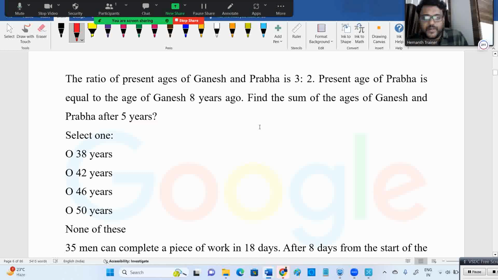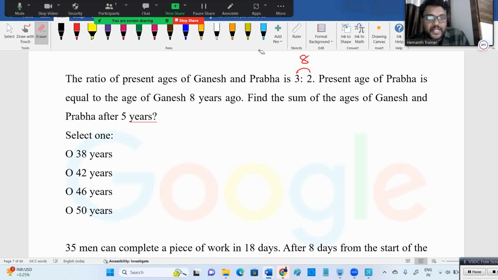Ages, okay, in previous videos also we have done a lot related to that, right? So present ages are given. The ratio of Ganesh and Pushpa is 3:2, and the present age of Prabha is equal to Ganesh's age 8 years ago. So the gap is 8 years, that's it. The present age of Prabha equals Ganesh's age 8 years ago means the difference is 1 in ratio, that is nothing but 8 years. This is the shortcut way of answering the question.